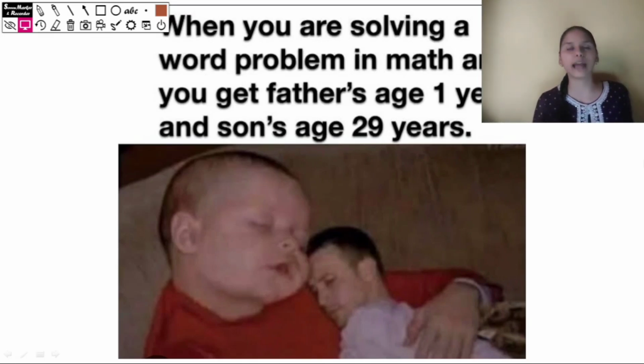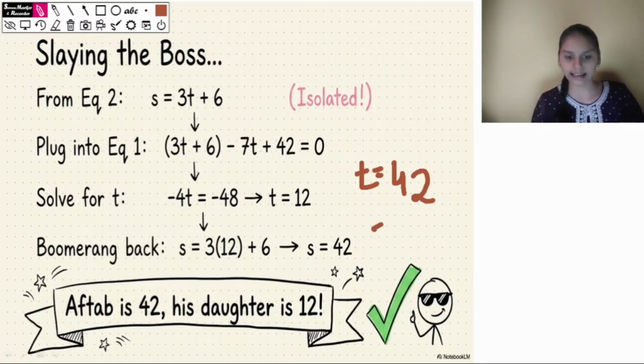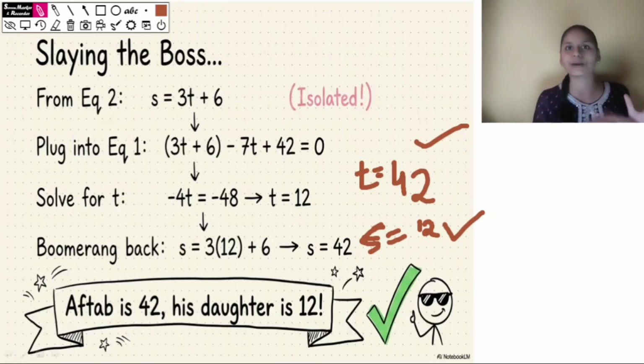While solving, sometimes what happens is, if you don't solve it properly, you will get t as 42 and s as 12. Now what was t? T is daughter. And what is s? S was father. Now how can a father be 12 years old and the daughter be 42 years old, isn't it? Sometimes you'll get such types of answers.